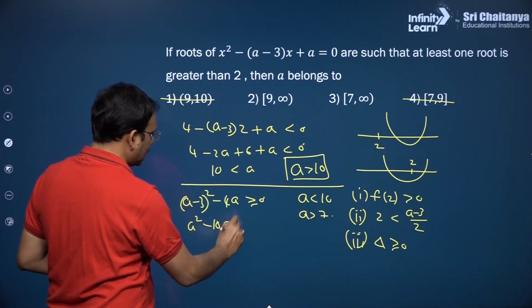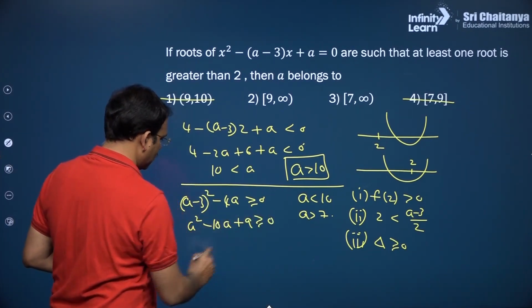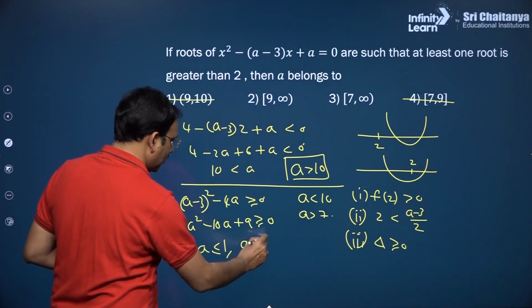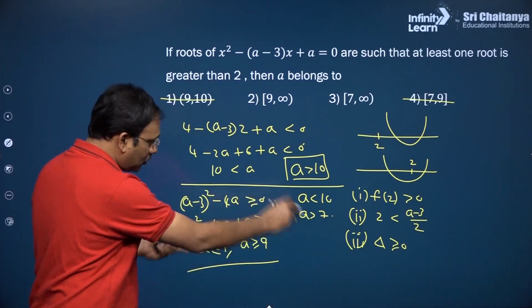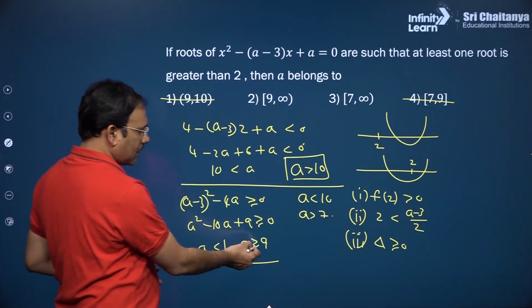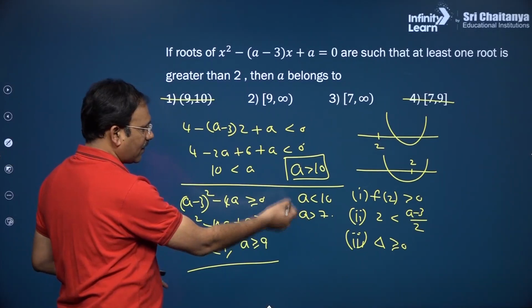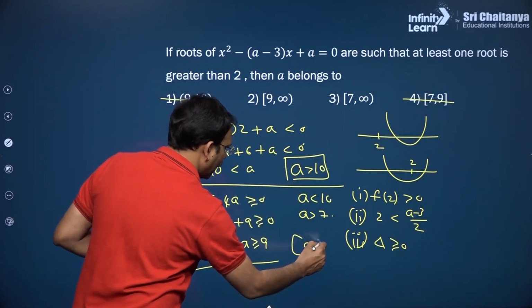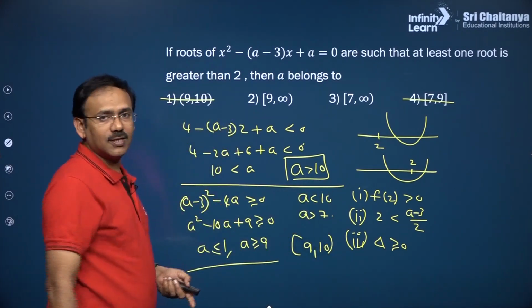a square minus 10a plus 9 greater than or equal to 0. So, a less than or equal to 1, a greater than or equal to 9. What is the common solution of these three? a greater than or equal to 9, a greater than 7, a less than 10 means you will get closed 9 to open 10 is the solution in this case.